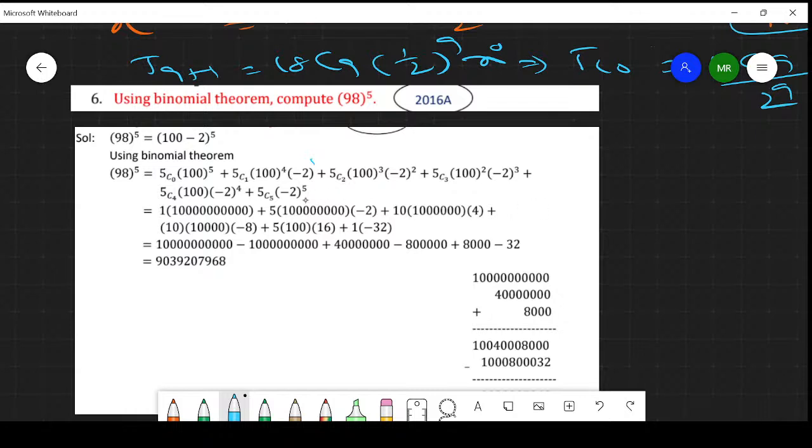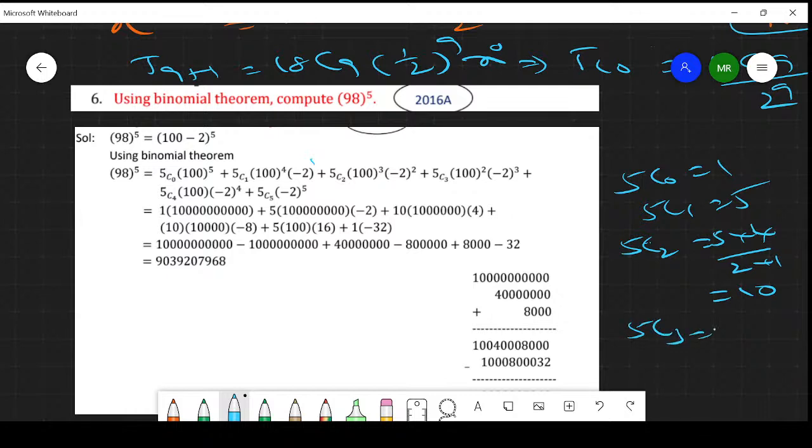I have taken 5C0 is 1 only, and 100 is multiplied 5 times. Again 5C1 is 5, minus 2, into 100 multiplied 4 times. Then 5C2 is 10. You know how to find 5C2? We know 5C0 is 1, 5C1 is 5. When you want to find 5C2, what is 5C2? 5 into 4 by 2 into 1, which simplifies to 10.